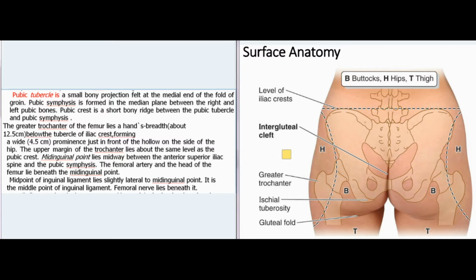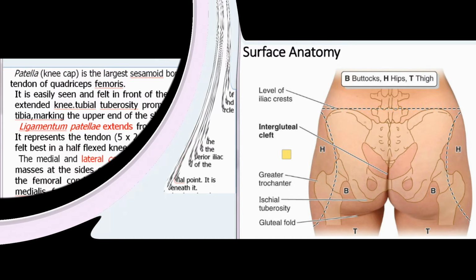The midinguinal point lies midway between the anterior superior iliac spine and the pubic symphysis. The femoral artery and the head of the femur lie beneath the midinguinal point. The midpoint of the inguinal ligament lies slightly lateral to the midinguinal point. It is the middle point of the inguinal ligament. The femoral nerve lies beneath it.